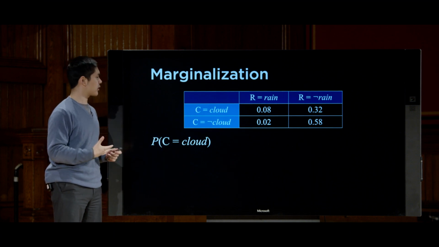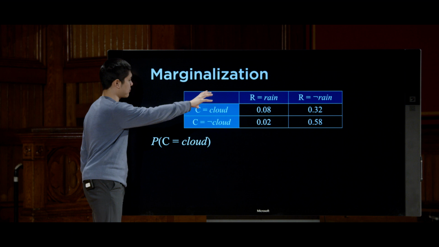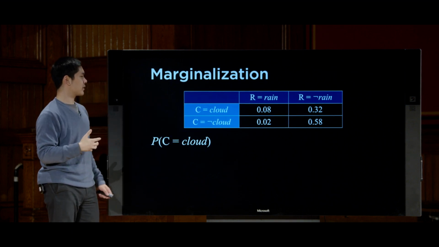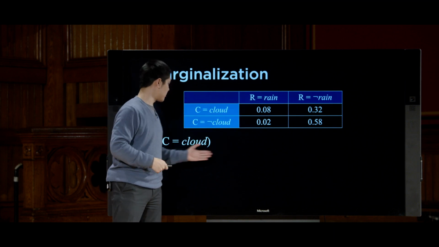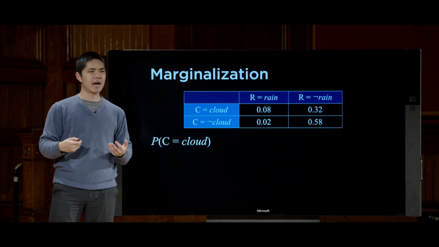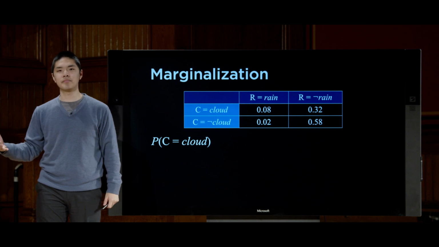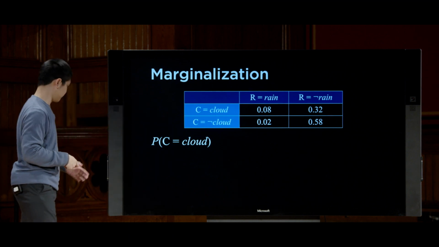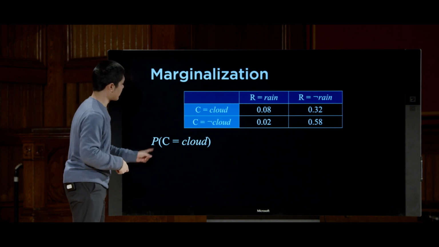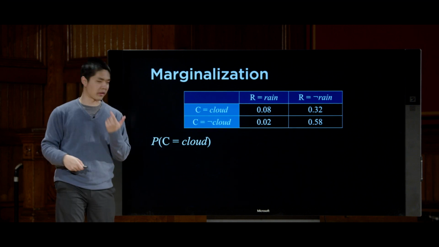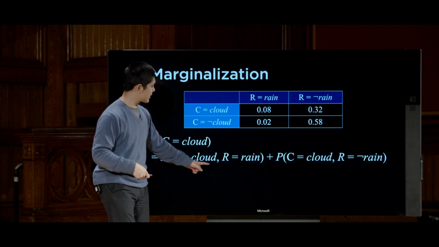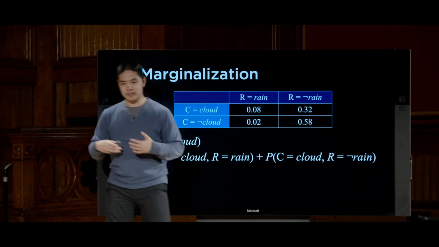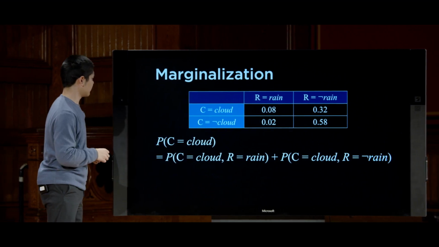Well, marginalization says that if I have this joint distribution and I want to know what is the probability that it is cloudy, I need to consider the other variable, the variable that's not here, the idea that it's rainy. And I consider the two cases. Either it's raining or it's not raining. And I just sum up the values for each of those possibilities. In other words, the probability that it is cloudy is equal to the sum of the probability that it's cloudy and it's rainy, and the probability that it's cloudy and it is not raining.